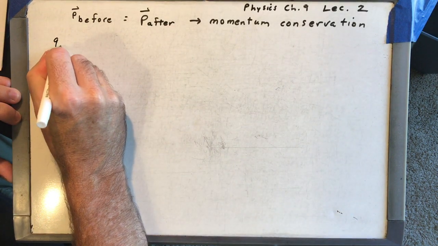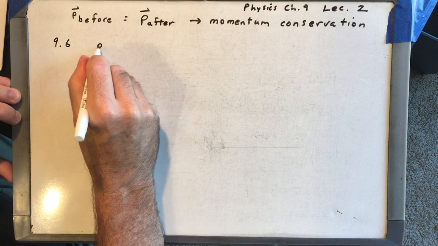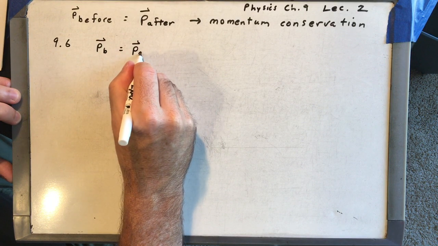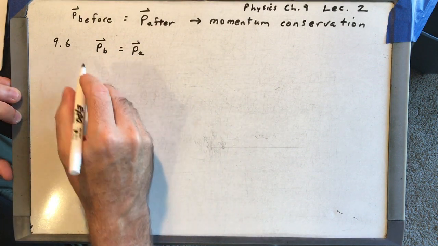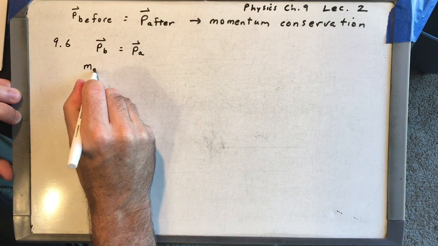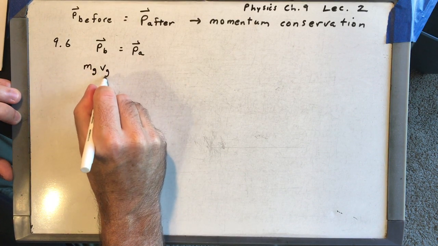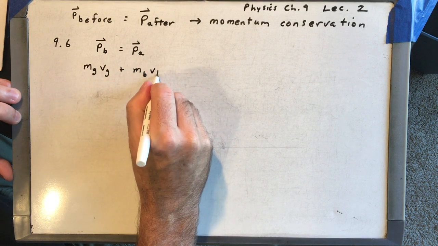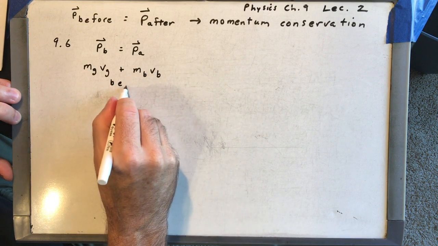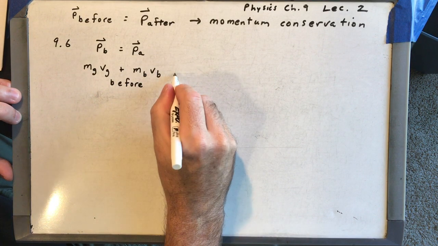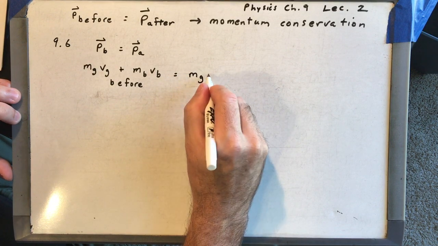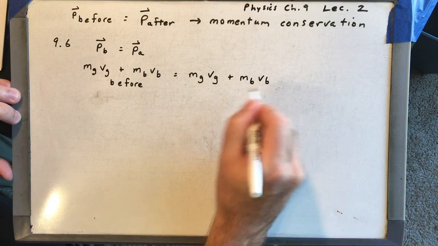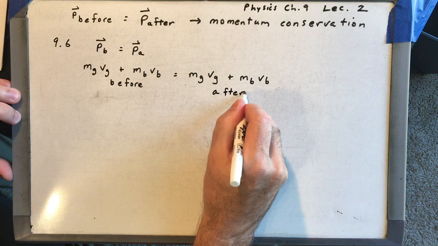All right, so momentum, we'll just use a B for before, is equal to momentum after. So what that means is the mass of the gun times the velocity of the gun plus the mass of the bullet times the velocity of the bullet. This is the before situation. It has to equal the mass of the gun times the velocity of the gun plus the mass of the bullet times the velocity of the bullet. And this is the after situation.